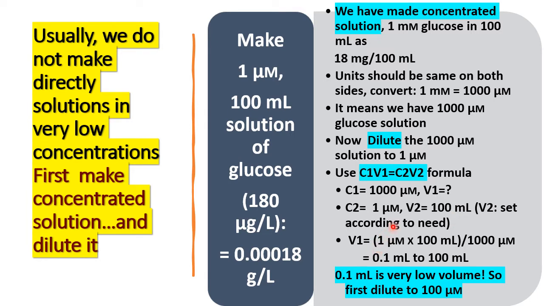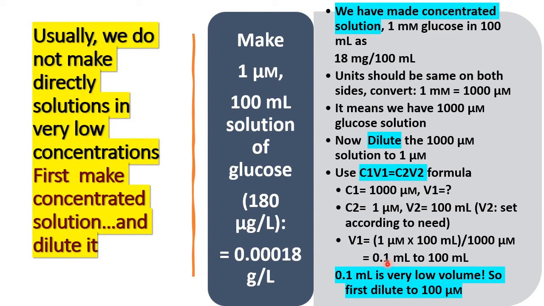So when you adjust these in this formula, C1 will be divided by C2, and V2 will go there. Simple mathematics. So V1 equals C2 V2 divided by C1. C2 is 1 micromolar, which we want to make, and 100 ml, which is the volume of the solution we want to make, is V2, divided by C1, which is the solution we have. This concentration is 1000 micromolar. So the answer comes out to be 0.1 ml.